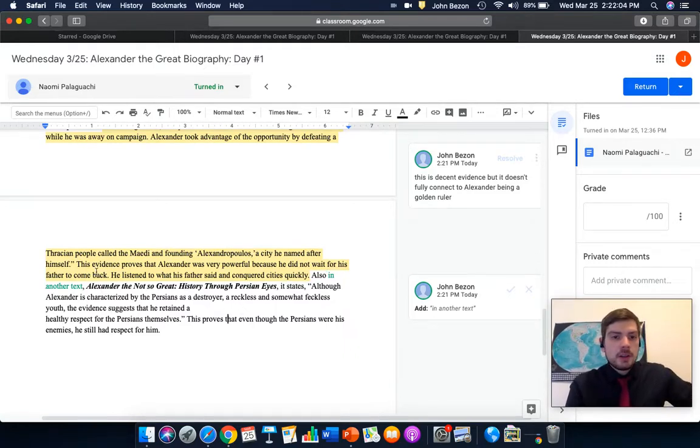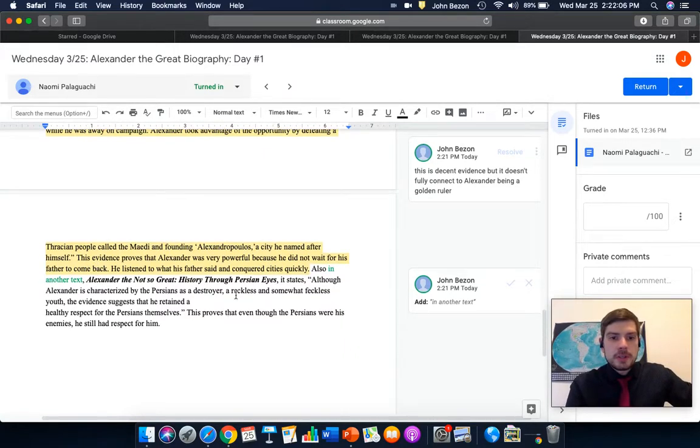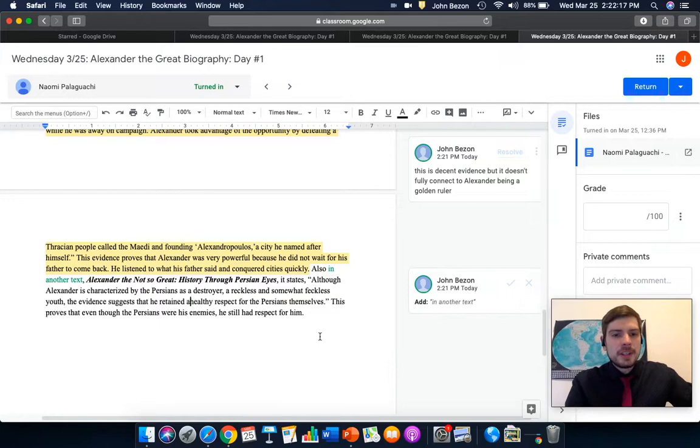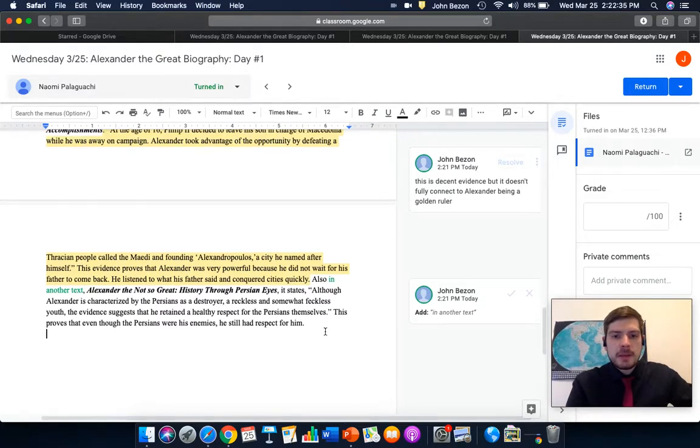It states, although Alexander is characterized by the Persians as a destroyer, a reckless and somewhat fearless youth, the evidence suggested that he retained, and I'm going to call her out here. I'm pretty sure she copied and pasted there. Otherwise, it wouldn't have formatted like that. But it's evidence, so that's not a terrible thing. Although Alexander is characterized by the Persians as a destroyer, a reckless and somewhat fearless youth, the evidence suggests that he retained a healthy respect for the Persians themselves. This proves that even though the Persians were his enemies, he still had respect for them.